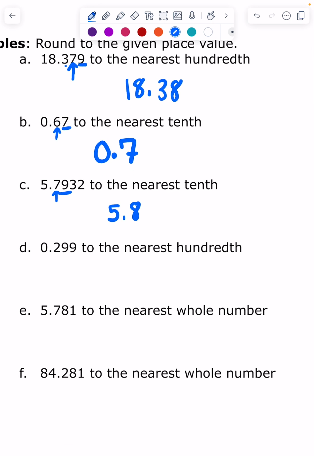D, 0.299 to the nearest hundredth. The middle 9 is the one that's the hundredth, and there's another 9 to the right of it. So here's an example where the number that we need to bump up can't go any higher. So it's going to bump the digit up to the left of it, and this will become 0.3.